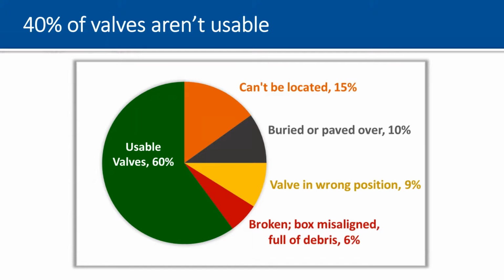And then about 6% are broken or they need some type of minor rehabilitation to get them working. So addressing these quickly, again, can reduce your consequence of failure. And we like to think of valves not necessarily as only valves, but we think of them as control points. If these are sources of control, if you don't know where your valves are, if they don't work, you don't have nearly as much control over your system as you could.